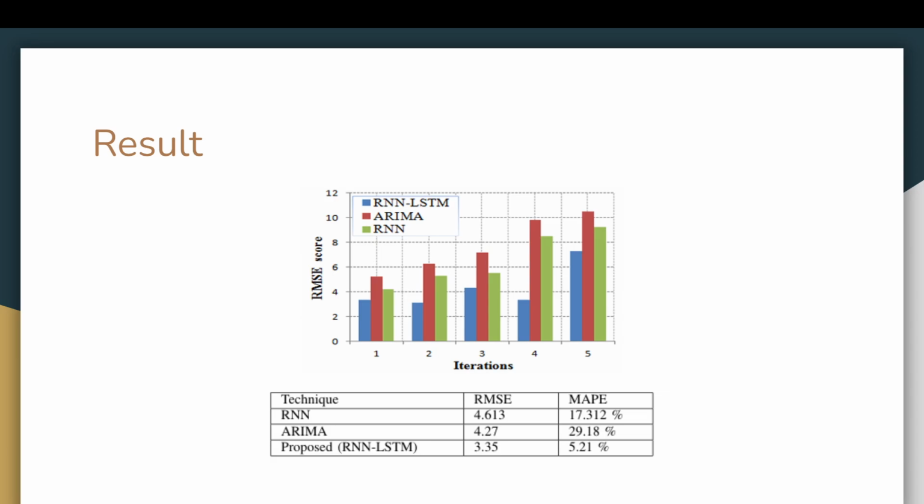And the MAPE are 70.312%, 29.18%, and 5.21% respectively.